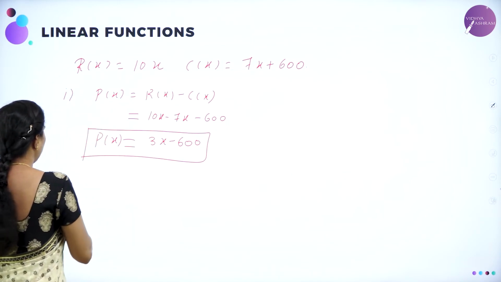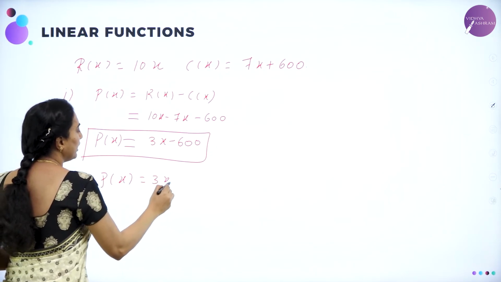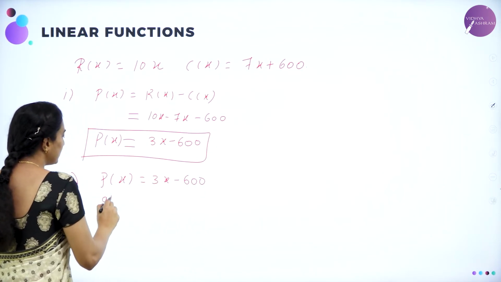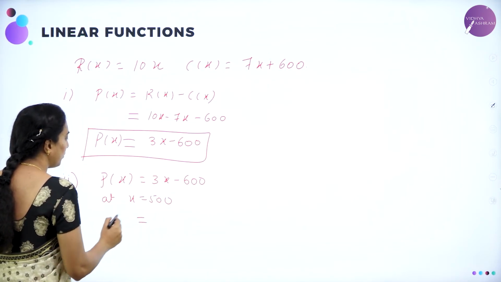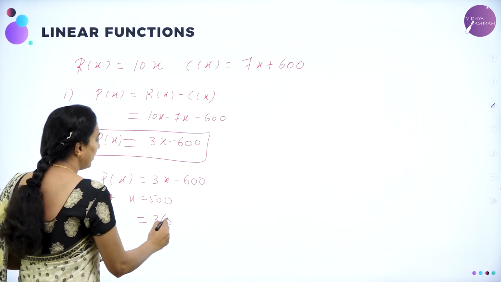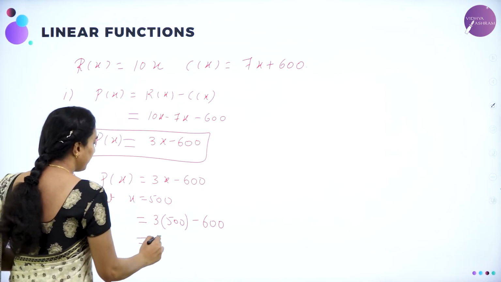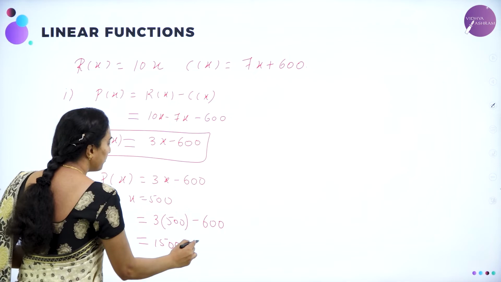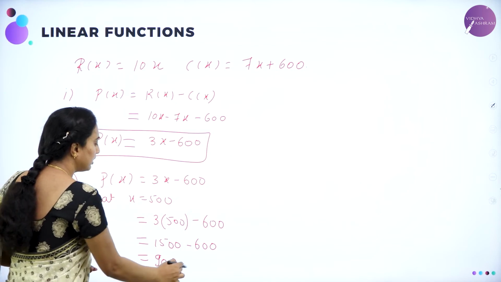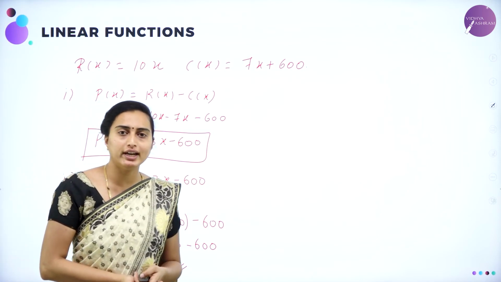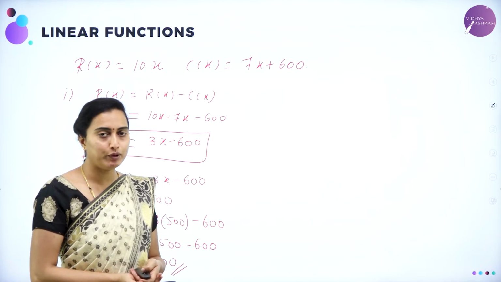By taking the first one, we know that P of x is nothing but 3x minus 600. Now at x equal to 500 units, the profit function will be 3 into 500 minus 600. 3 fives are 15, so 1500 minus 600, which gives you the answer 900. So this will be the profit you get at 500 units. I hope you understood this one.